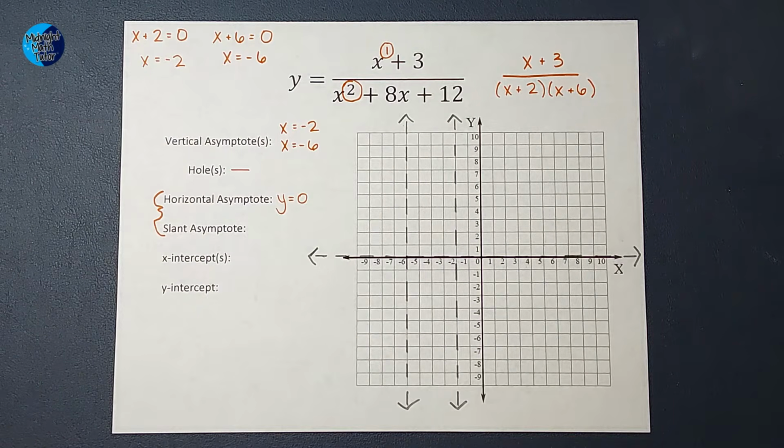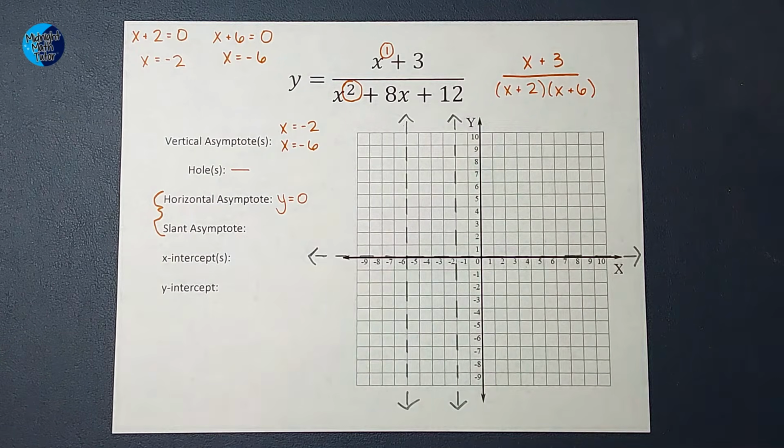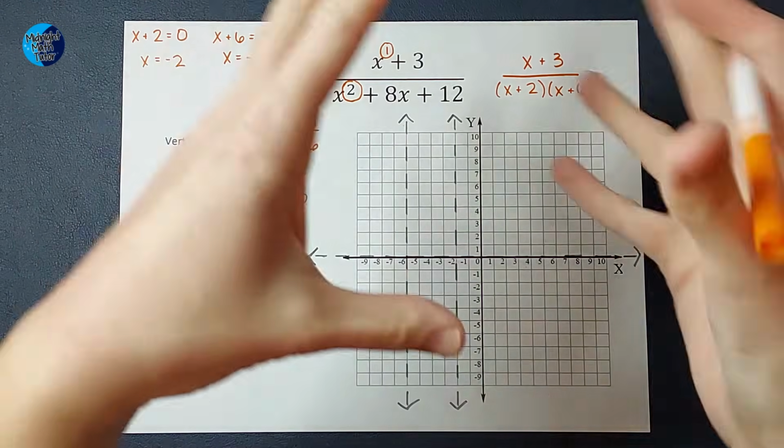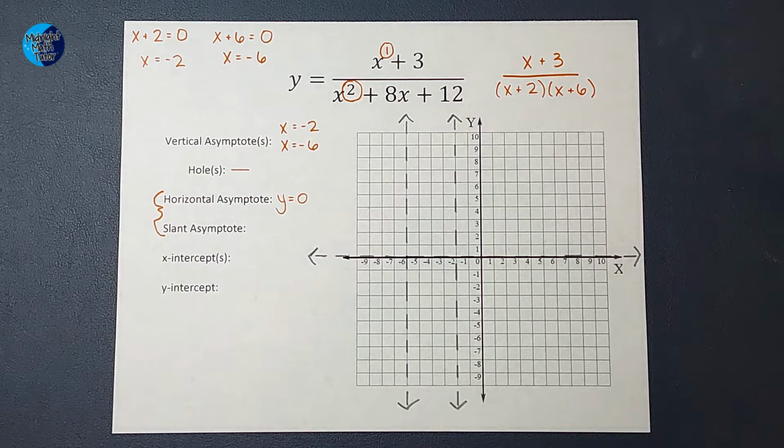Horizontal and slant can sometimes be crossed. Now, if you're thinking, why do we have them if they can be crossed? That's dumb. I thought the same thing. They still help us figure out the shape of our graph and help us know where our graph is approaching. So they still matter, even if they can be crossed.